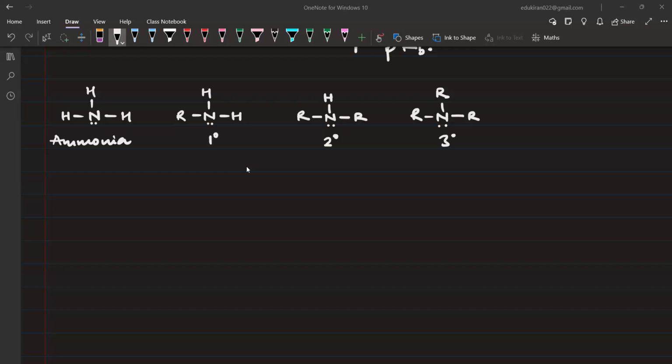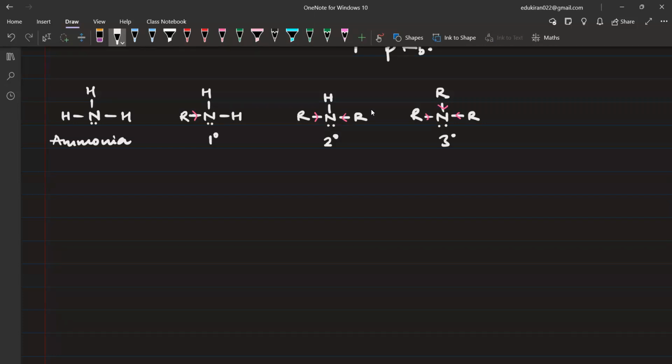Now I am going to look at it only in terms of the presence of electrons, the electron density. If there is one alkyl group, it will act as a plus I group and shift electron density towards the nitrogen atom. When we have two alkyl groups, both give electron density towards nitrogen. When it is 3 degree, all three alkyl groups give electron density towards the nitrogen atom.